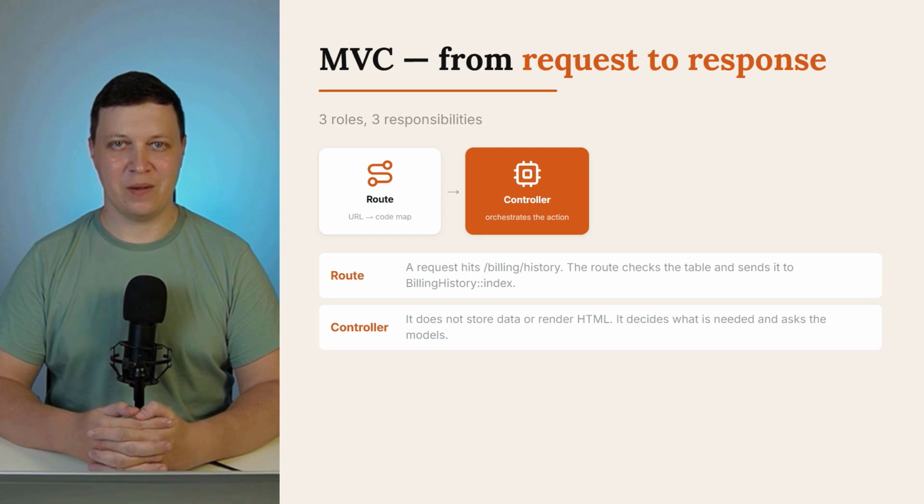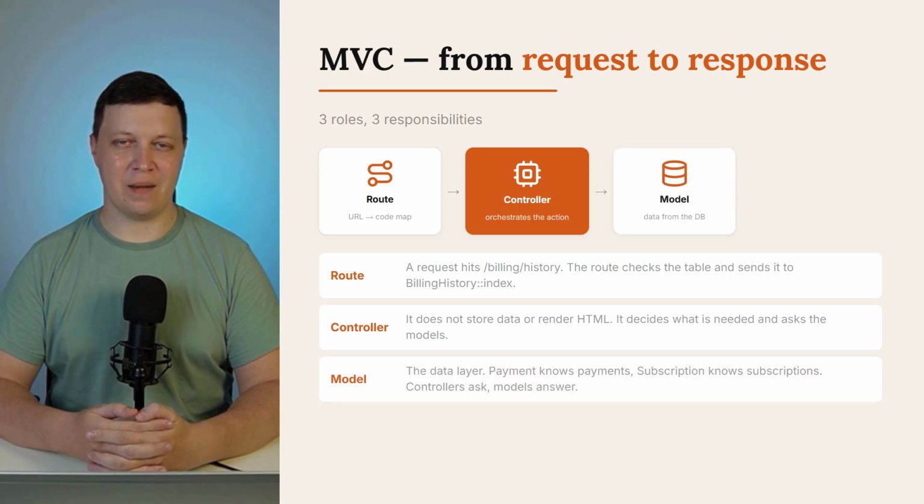The controller takes over. The controller is the conductor. It doesn't store data and it doesn't draw pages. It decides what needs to happen. Load payments, load subscription info, check if the trial period has expired. For each of these, it calls the corresponding model. The model is the data layer. The payment model knows how to pull payments from the database. The subscription model knows the subscription structure. The controller asks, the models answer.